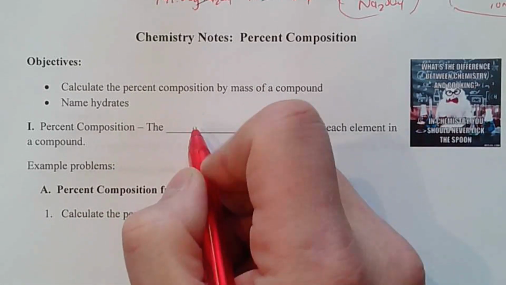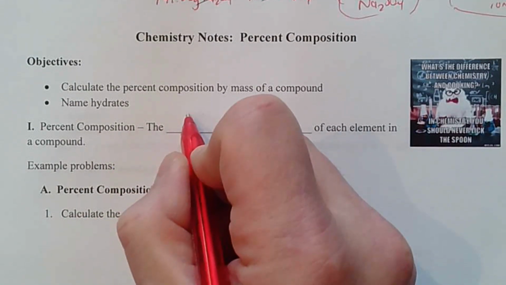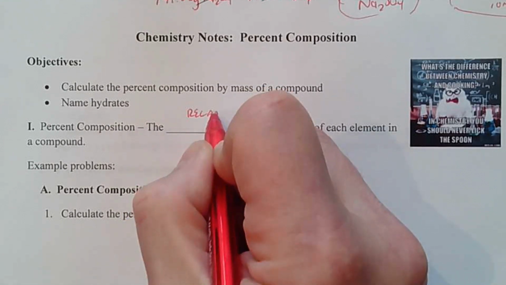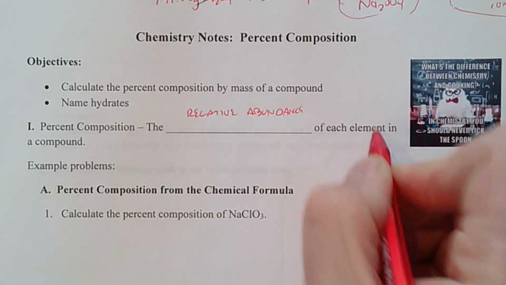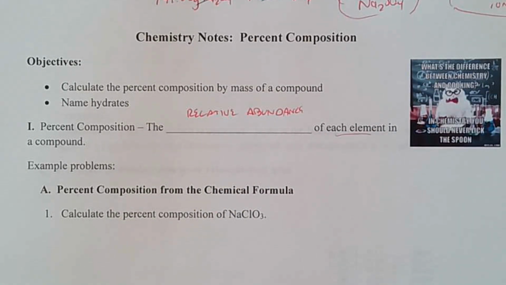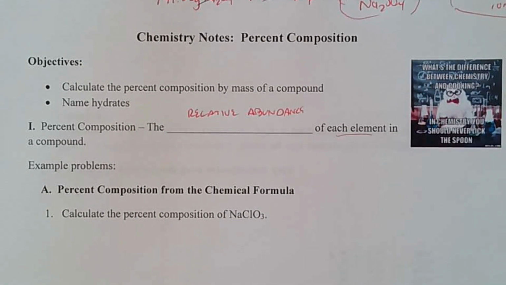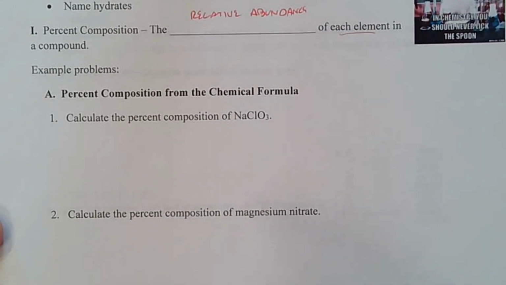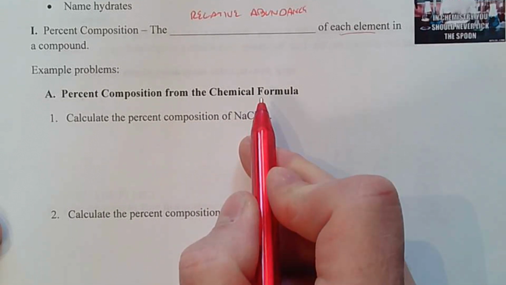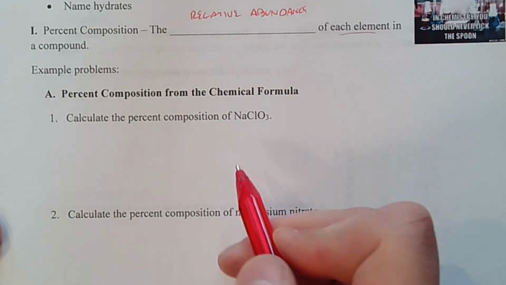So the percent composition, when we're talking about compounds, is basically a measure of the relative abundance of each element in a particular compound. Like, what proportion of the mass of that compound does that element contribute? Okay, so there's a couple different types of examples you might run into. Percent composition if you're given the chemical formula or the name.